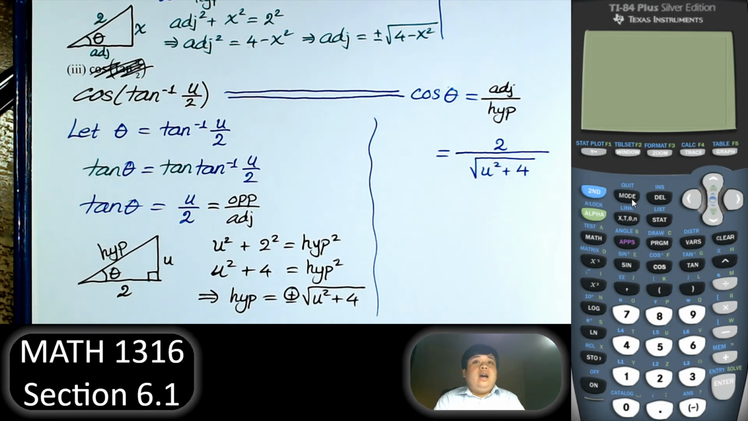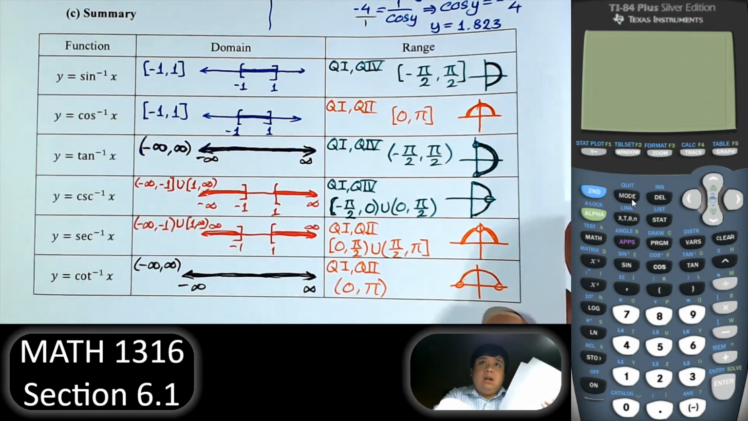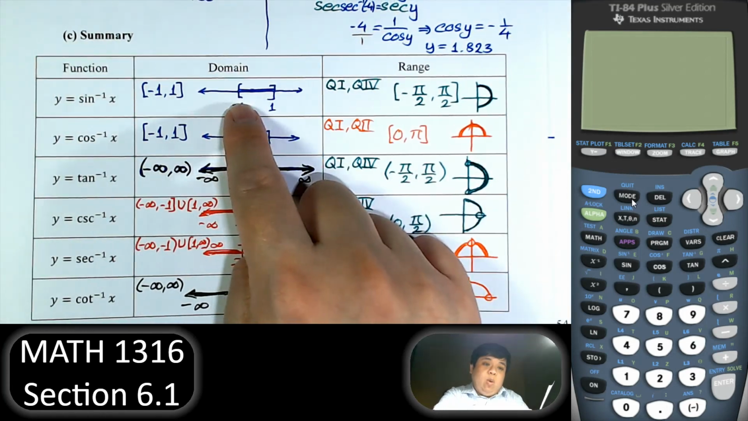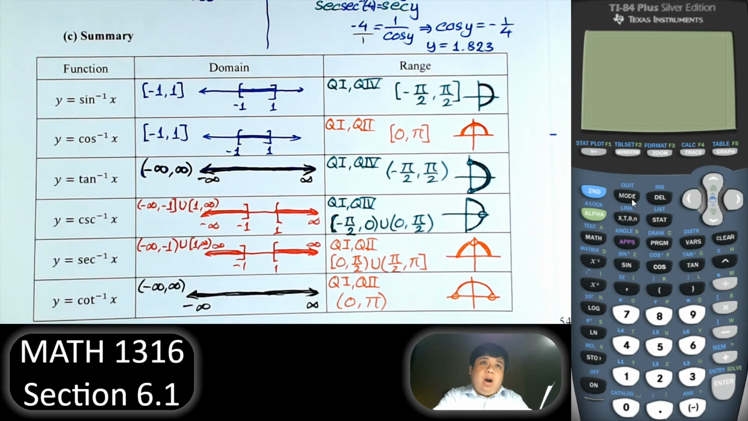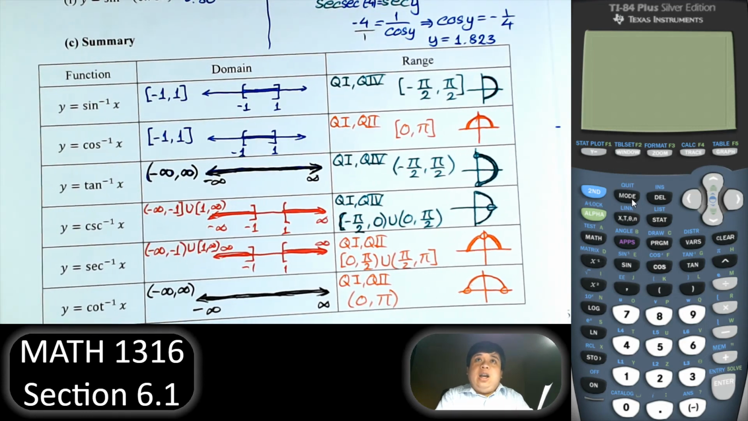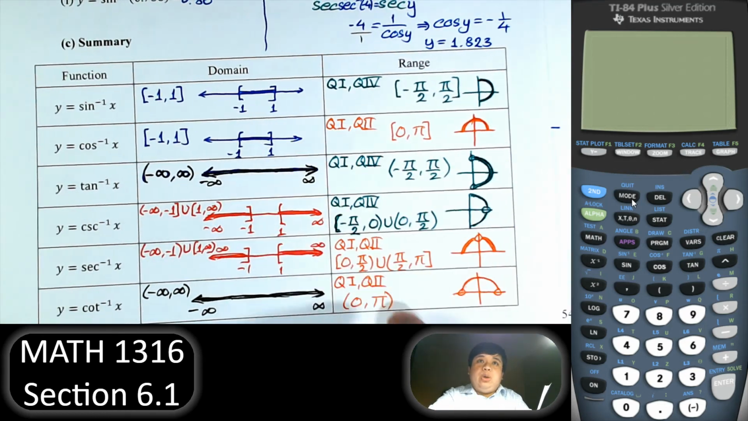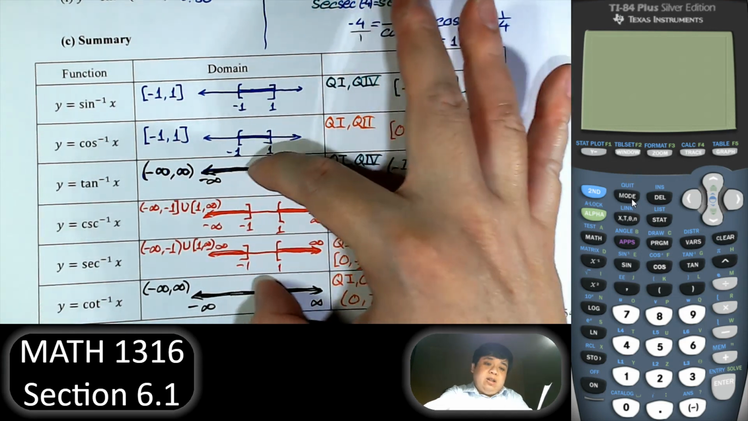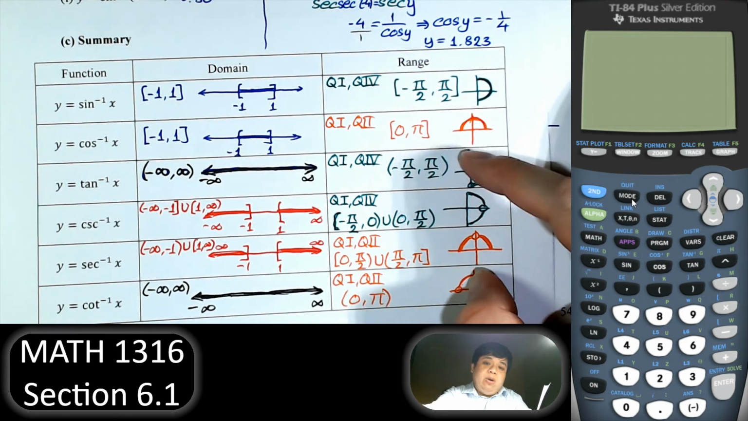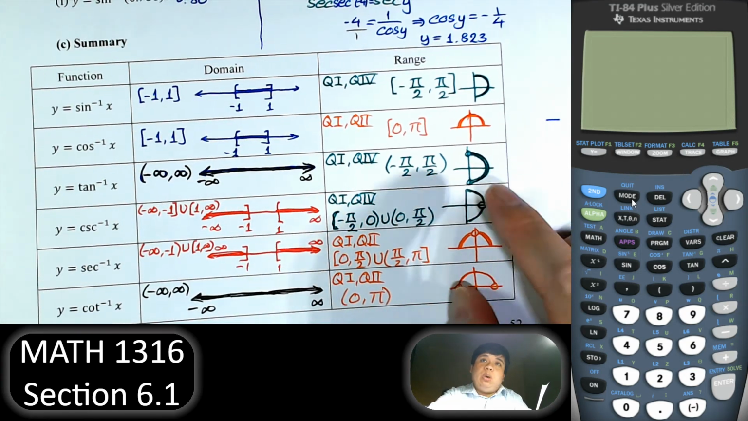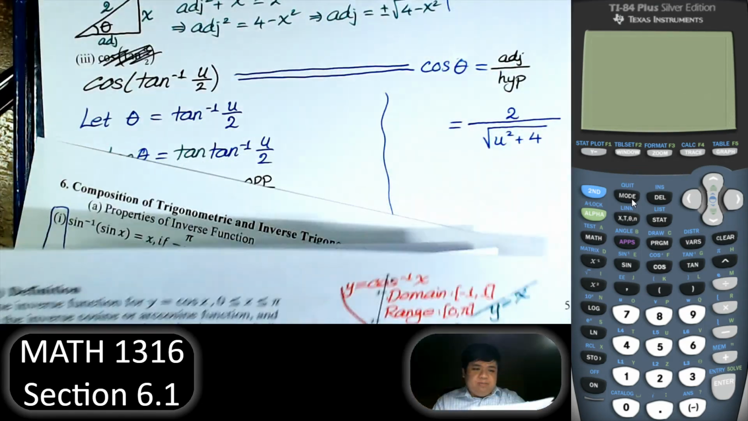So in this section, it's very important to know the domain and range of the inverse trig functions, which can be summarized into a table like this. Domain and range. For the domain, we have 3 different types: between -1 and 1, outside of -1 and 1, and the whole number line. In the range, there are 3 kinds: quadrant 1 and quadrant 4, or quadrant 1 and quadrant 2. Tangent and cotangent inverse have no endpoints. Secant and cosecant have no midpoints. So those are domain and range.